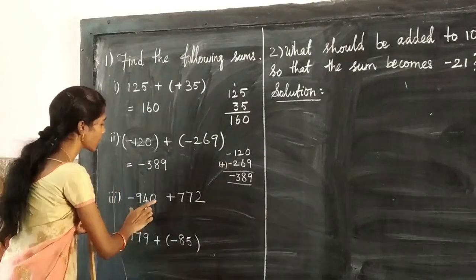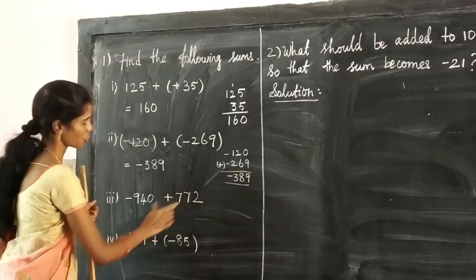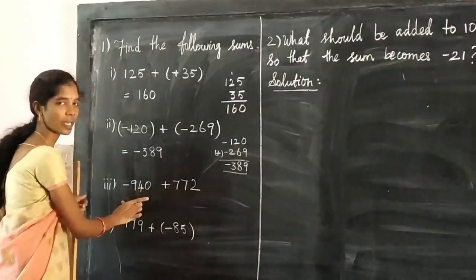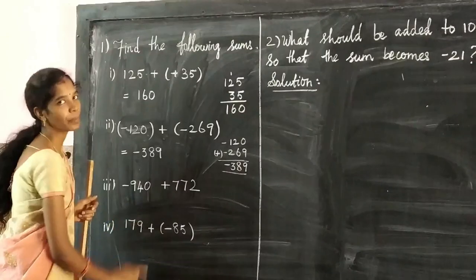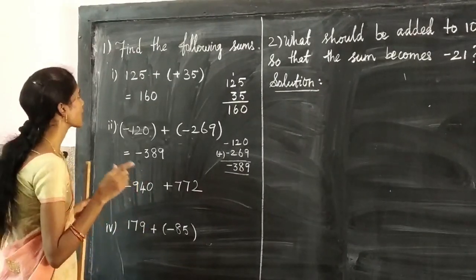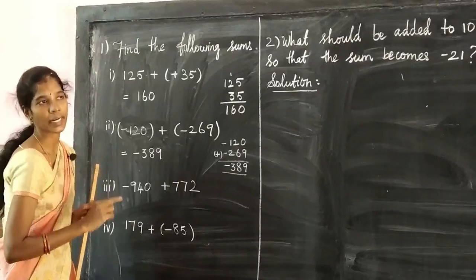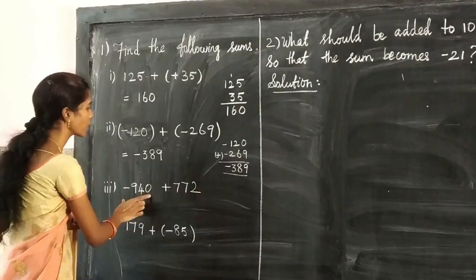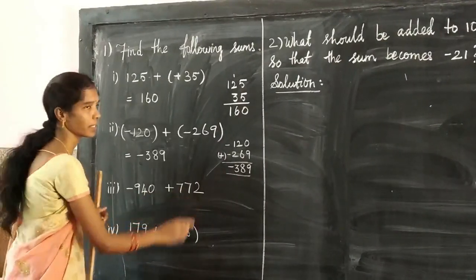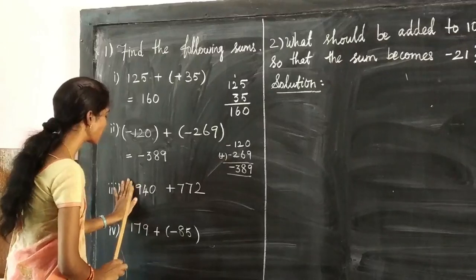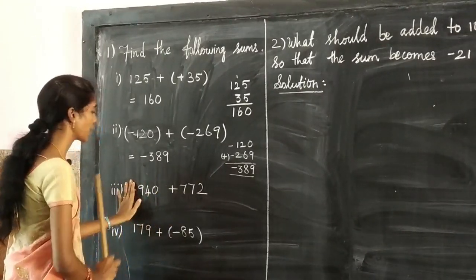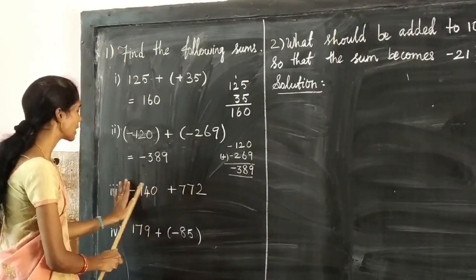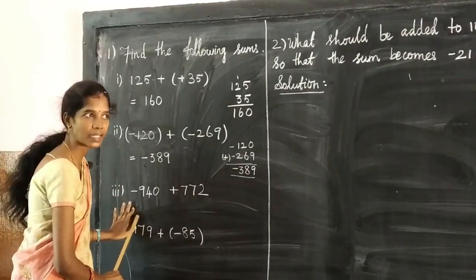Then minus 940 plus 772. So here one number is positive and the other number is negative. So what do we have to do here? Subtraction. Okay. If numbers with the same sign are given, we have to do addition. If we get numbers with different signs, we have to do subtraction. So 940 and 772. Just omit the sign, subtract 772 from 940. Then the sign of the biggest number, the biggest number is 940. That sign is minus. So the result will get the minus sign.